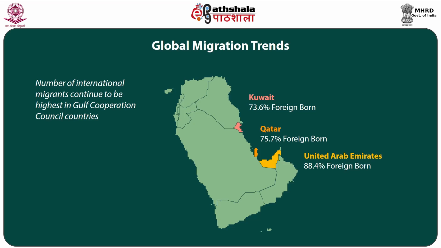As a proportion of the host country's population, the number of international migrants continues to be highest in the Gulf Cooperation Council countries. Foreign born population makes up about 88% of the total population in the United Arab Emirates, 75.7% in the case of Qatar and about 74% in the case of Kuwait.